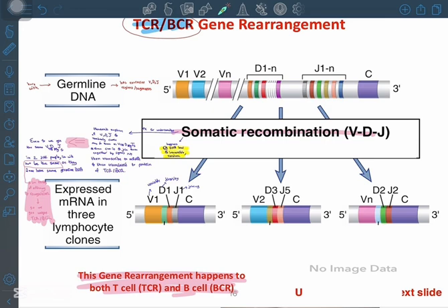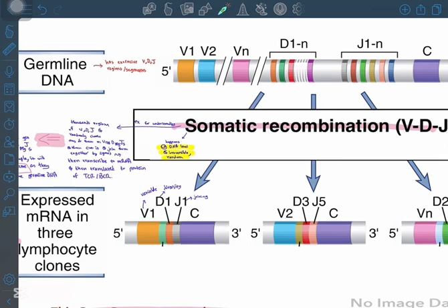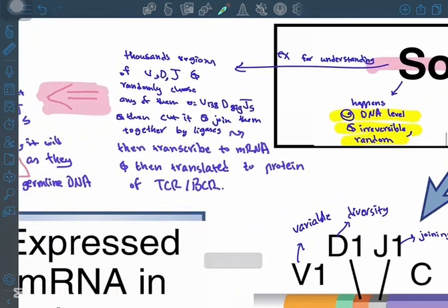I need you to know that this step happens at the DNA level. It is irreversible and it is random. Those thousands of VDJ regions randomly combine together, and then we cut them. It happens in our body at the DNA level: it's cut and then they're joined together by ligases. After that, they're transcribed to mRNA because again, we're talking genes. So we transcribe them to mRNA and then translate them to proteins, which are going to form the TCR and BCR, because these receptors are purely proteins.